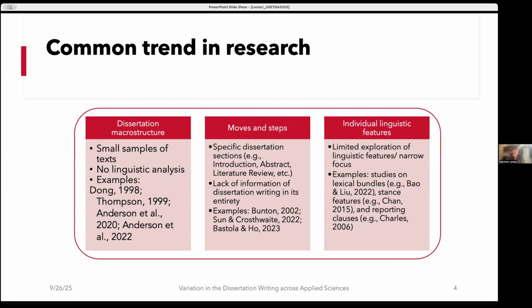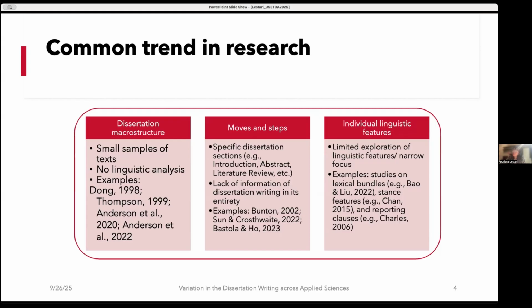And the second group of study usually looks at the genre-based moves and steps. So they want to know the specific communicative functions of specific dissertation sections. Let's say in the introduction sections, what is the communicative functions and how the communicative functions are realized using the moves and steps. So it leaves us with some lack of information about dissertation writing holistically, because we only know some sections of the dissertations.